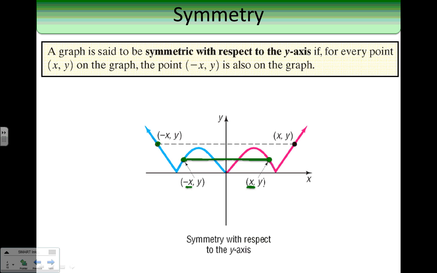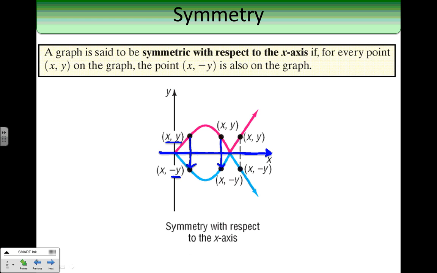Same with these two points here. They are right next to each other horizontally, so they have the same y value, but their x value is opposite, since they're on opposite sides of the y-axis. So that is symmetry with respect to the y-axis. Again, a big thing you're going to want to remember here is that it is (negative x, y) if it's symmetrical with the y-axis, and (x, negative y) if it's symmetrical with respect to the x-axis.